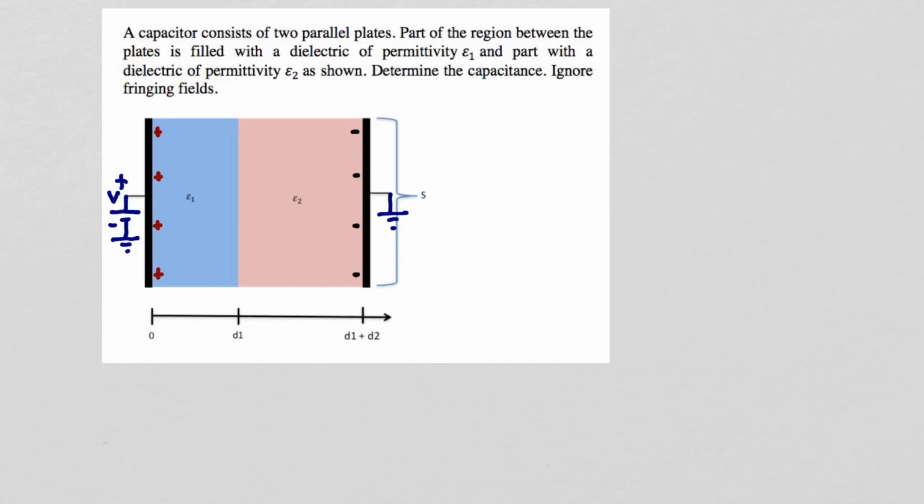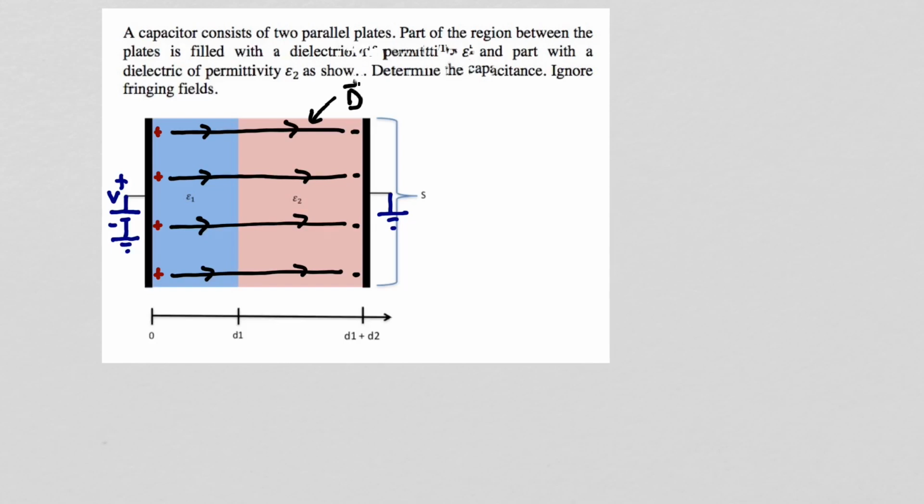When we apply a voltage across the capacitor, charge will develop on the plates. That is free charge, and the only place in this structure we will have free charge. Electric flux density begins on positive free charge and terminates on negative free charge. So the electric flux density field will be the same in both materials.